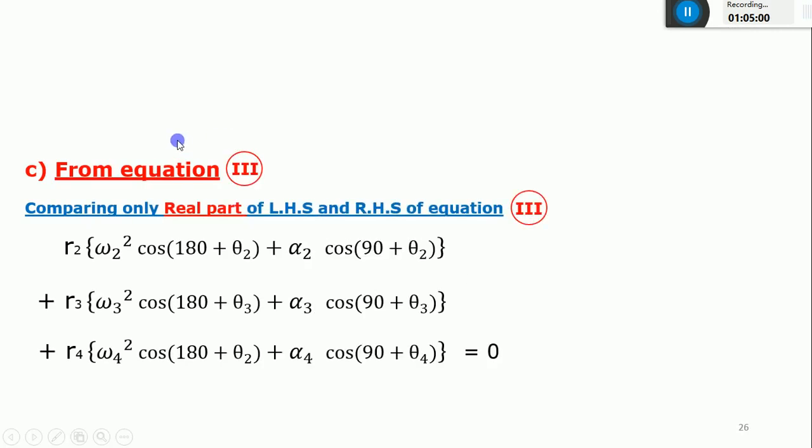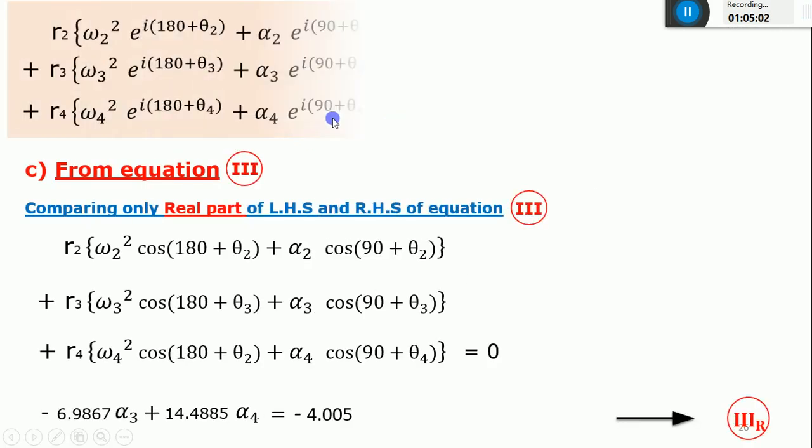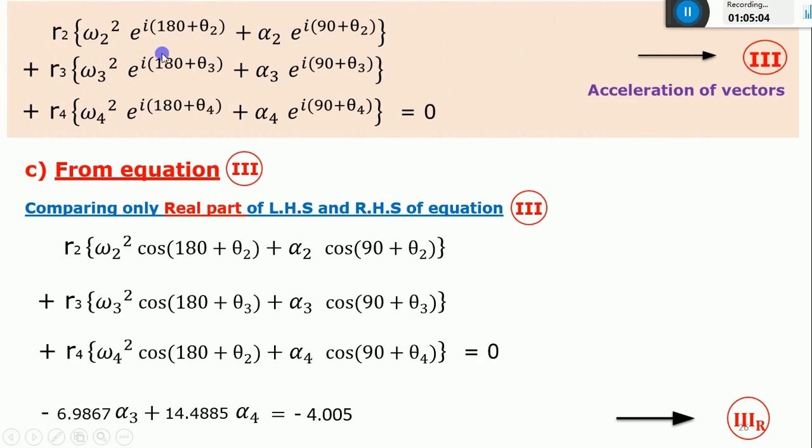So now I consider this equation 3. I have 3 equations, right? I solved the first, I solved the second, the remaining is this third. This is the third equation, that is the acceleration vector. From this equation again follow the same method. The method is the same. Just compare the real part of LHS as well as RHS. So this R2 omega 2 square e raised to i (180 plus theta). What is the real part of this? Cos (180 plus theta 2).